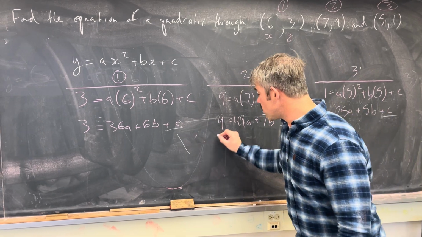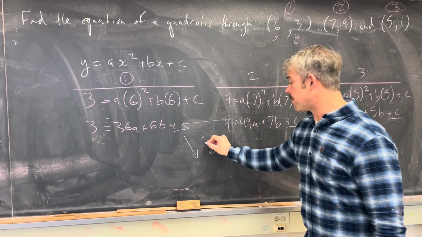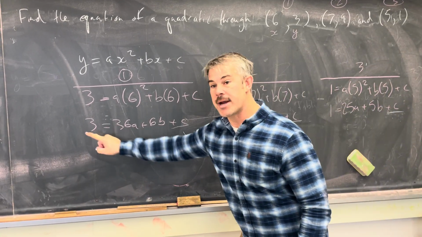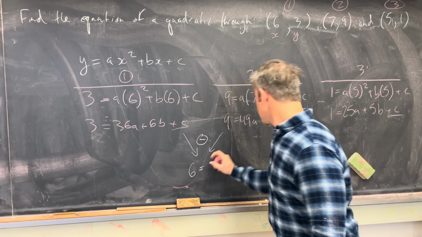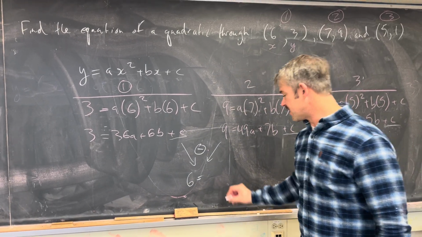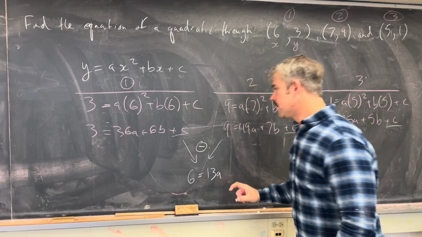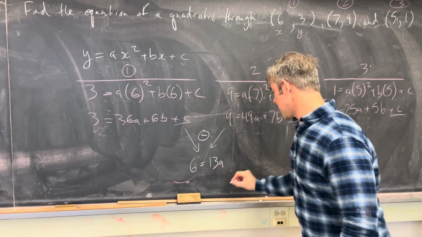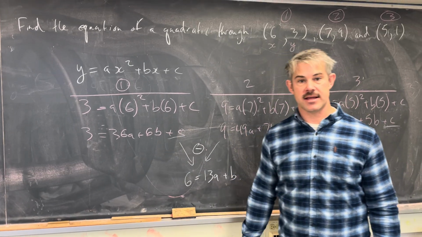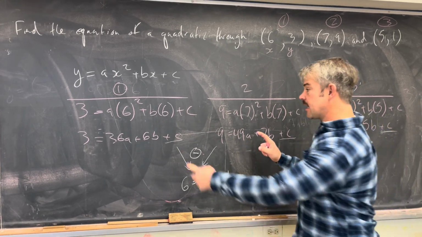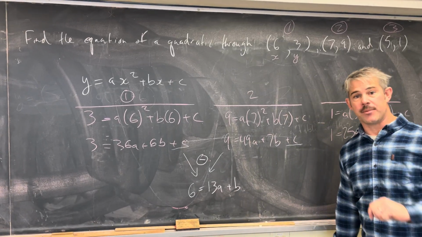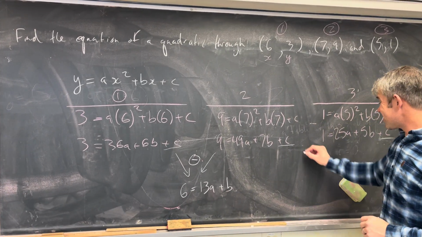So I'll combine these 2 equations here, and I'm going to combine them by subtraction. When I combine them by subtraction, I'll have 9 minus 3. Well, 9 minus 3 is 6. I'll have 49 minus 36, and now I have to do some quick math here. I think that's 13. I'll have 7 minus 6, so I think that's 1b. And c minus c, those things cancel out. So I've combined equations 1 and 2 by subtraction, and that got me an equation with 2 variables instead of 3.